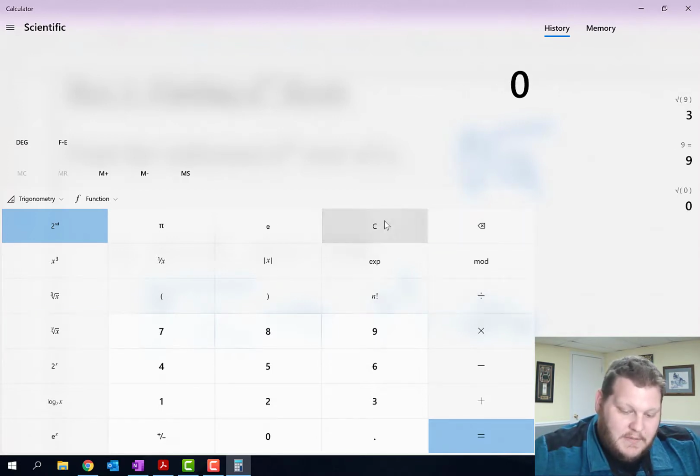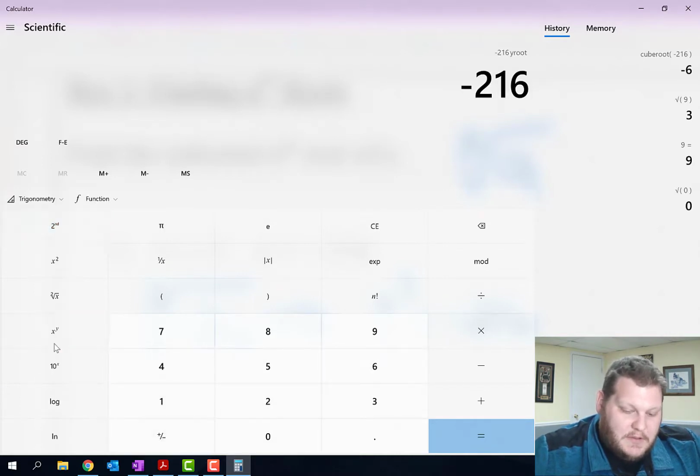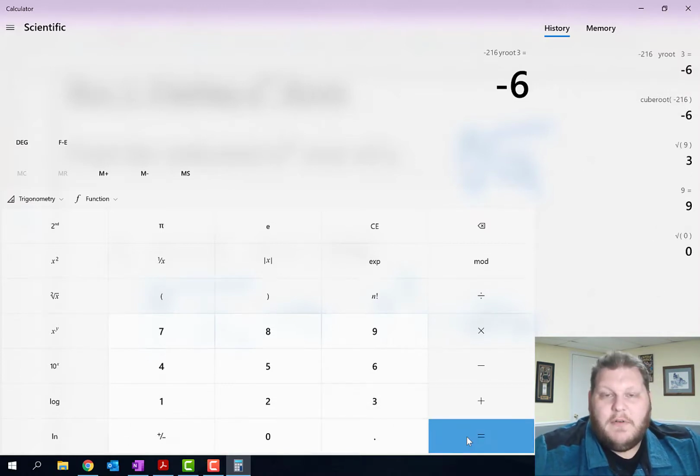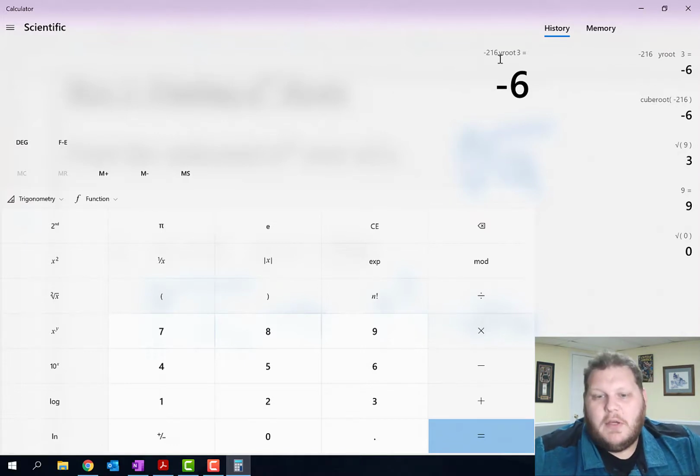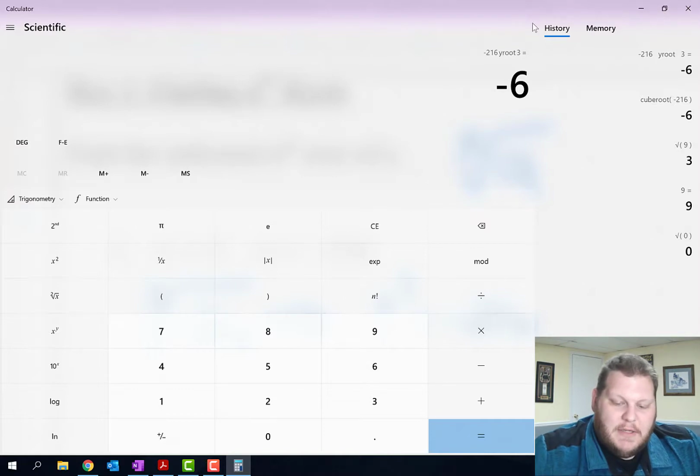So let's go ahead and clear everything. Let's see if we can do, all right, 216 negative, and let's try this, and let's do this. Okay, so that works for me. So at least on my built-in calculator on the computer, I have this as my option. So I have negative 216. I hit that special root button and then type in what root I want to find. So we'll use this again in a second for number 2 that we're about to do, because that's a little bit different.